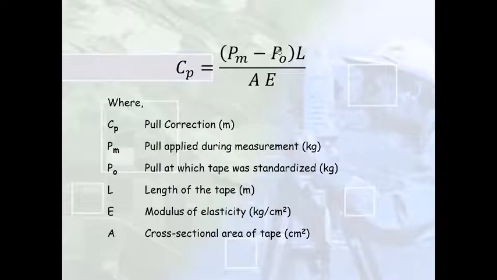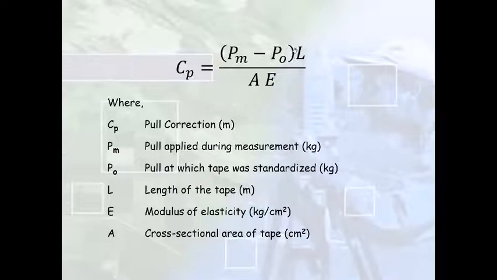P naught is the amount of force on which the tape was standardized and the recommended force that you should apply. So if you are applying the force in the field which is equal to the recommended force, that means this correction will be equal to 0. But if you're applying a different force, then there will be a correction and you need to account for it. So Pm and P naught are discussed.